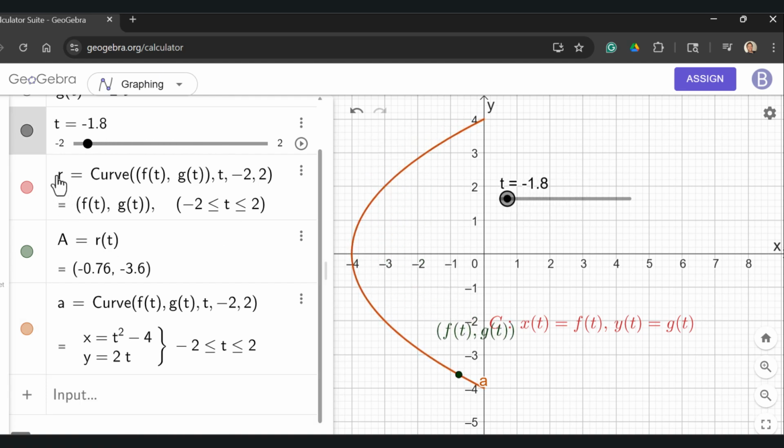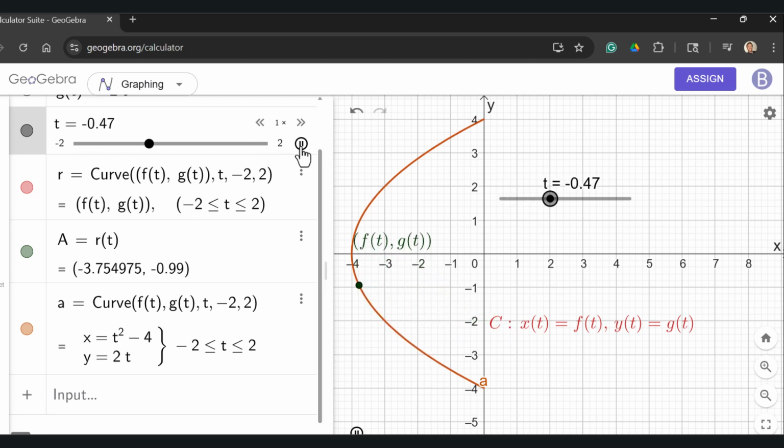Notice that I have r of t. That's this function over here. I plug in the t parameter. That's this number over here. And it does the calculation for me to see what the values are. If I want to animate it so you can see it moving, that is how the particle moves along its path.